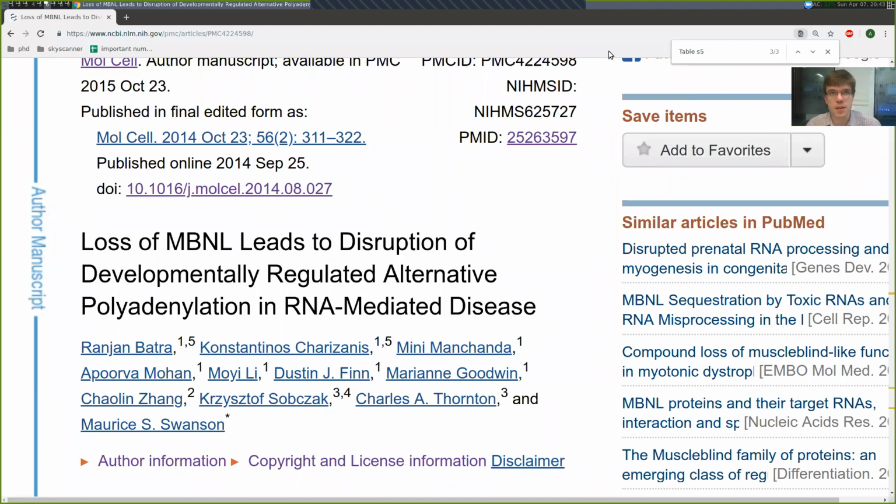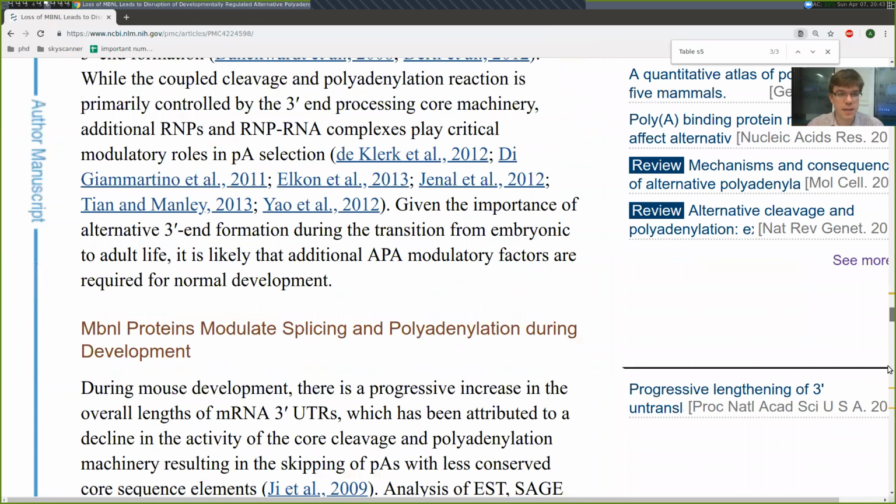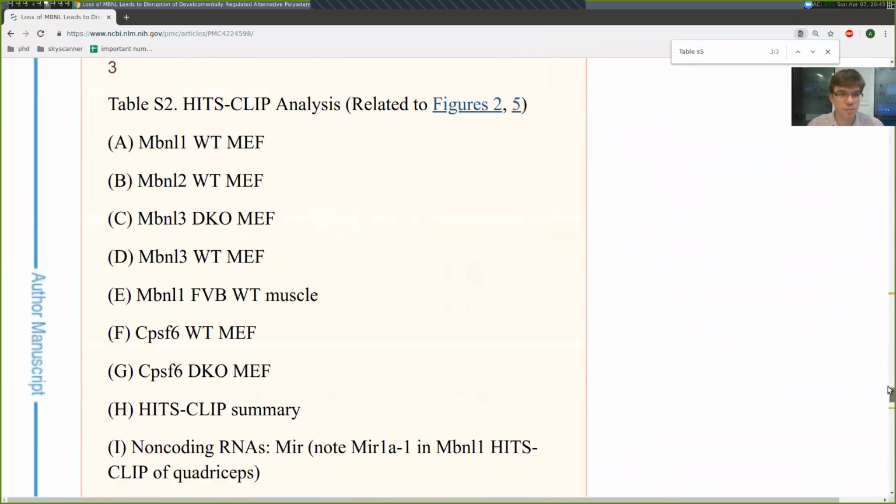Let's dig a bit deeper into the biological significance of this data. The first thing we can look at is this paper due to Batra and collaborators, which came from Professor Charles Thornton's group at Rochester. Although they've used a different muscle data set, they have identified the same probe set in TNNI1 that comes up highest in our analysis. And we can verify that by looking at table S5 in the supplementary material.